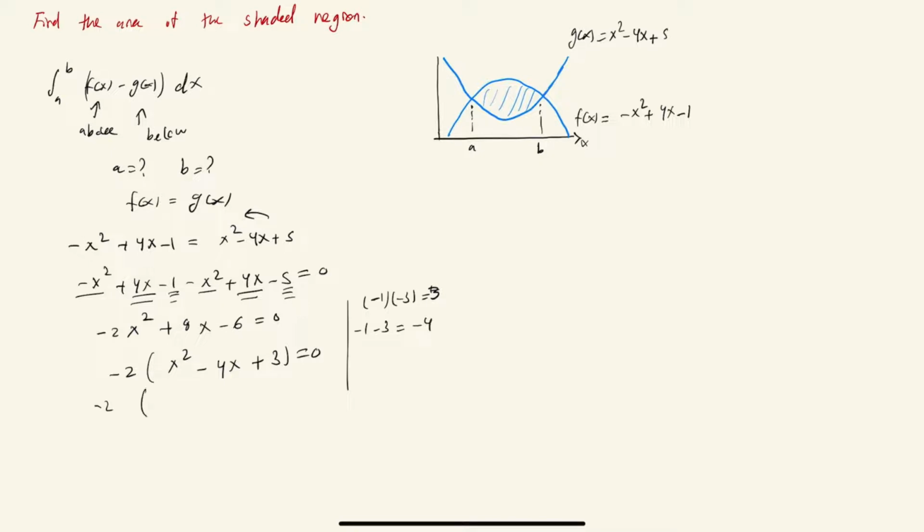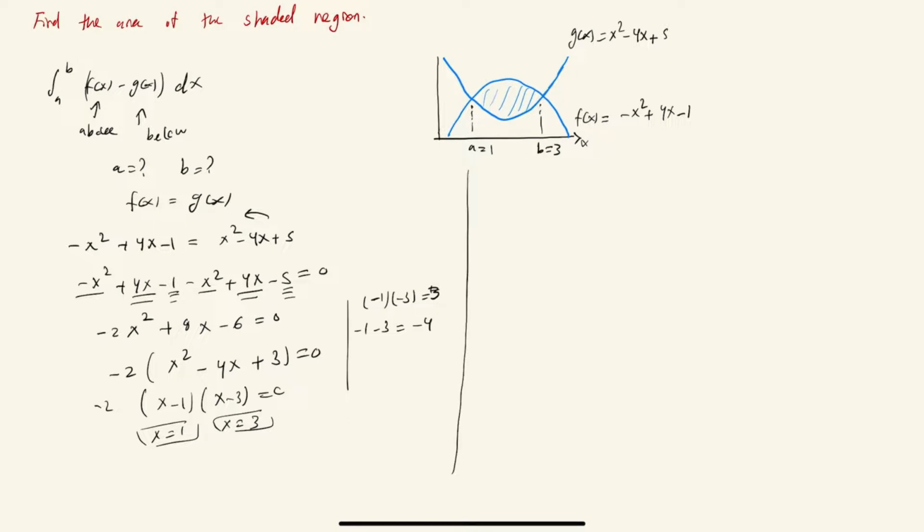So this equation can be factored into x minus 1 and x minus 3. This equation is going to be 0 when x equals 1 and when x equals 3. Notice these values of x are the values of a and b. So a is going to be 1 and b is going to be equal to 3.